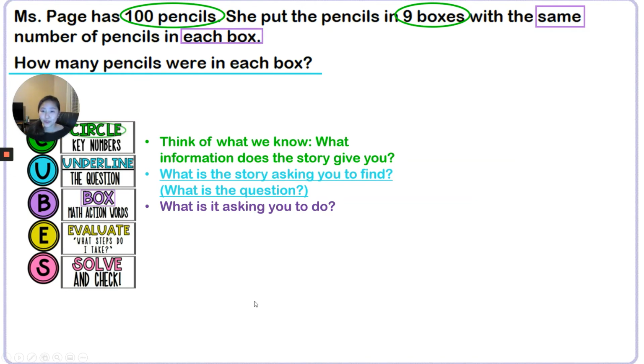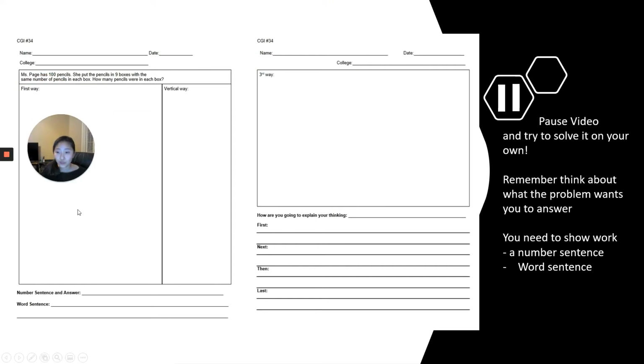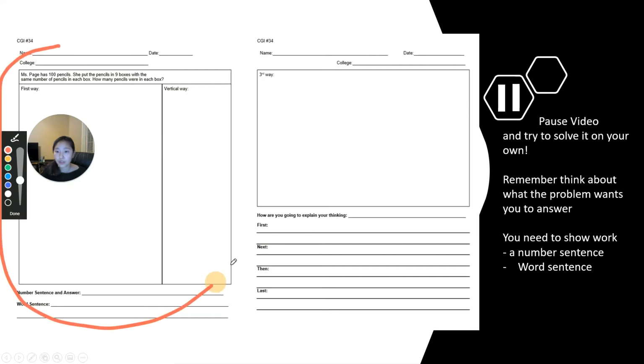So how are you going to show me that with your work? Make sure you have the correct page, and make sure you are finishing the correct portions before you move on. This whole page should be all done before you watch my video of what to do after this. This is already done. Make sure your name, college, and date is all written. So right now, if you need to pause and do that, do it. That's the first thing you should do on that page.